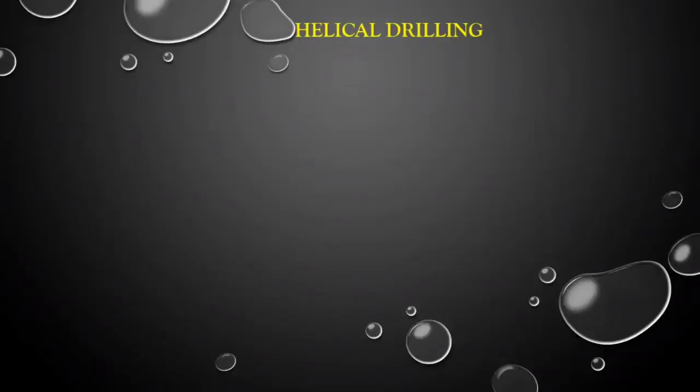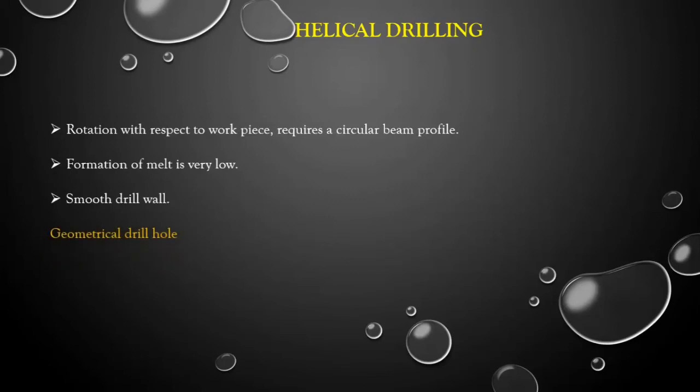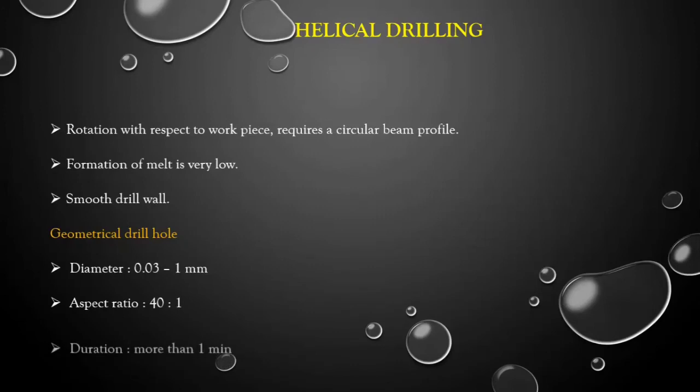Helical drilling is the last classification. Rotation with respect to the workpiece requires a circular beam profile. Formation of melt is very low, so the melt will not resolidify on the wall of the drill. So we observe a smooth drill wall. The geometry of the drill: diameter 0.03 to 1 millimeter and the aspect ratio is 40:1. Duration, it will take more than 1 minute. A small clip of helical drilling is shown.